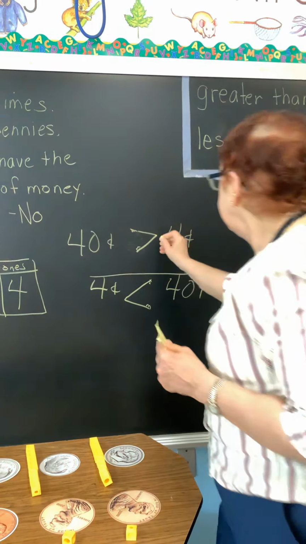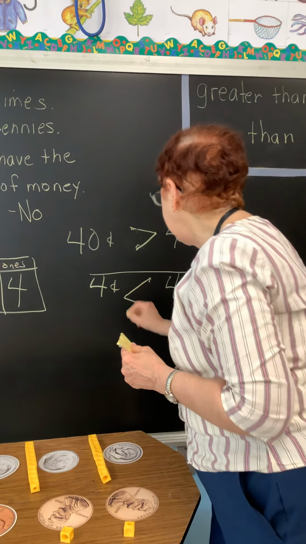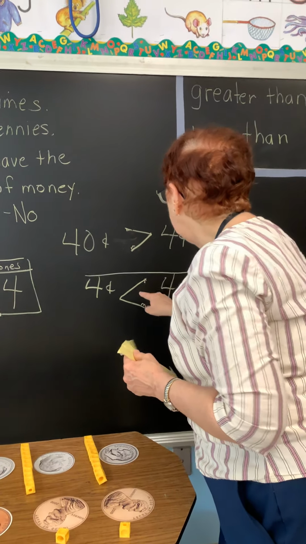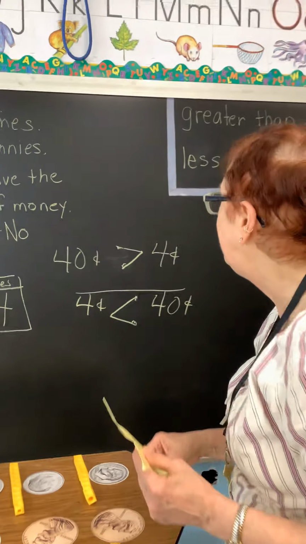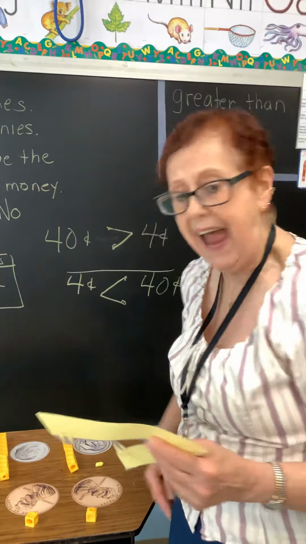The little pointy end goes toward the little number. The big open mouth is always going to want the big number. Okay, so we're going to move over now and practice some of that. All right, so we're going to switch places, Mrs. Susan.